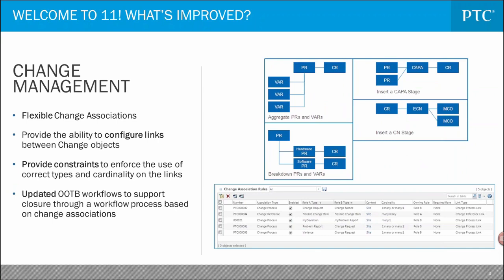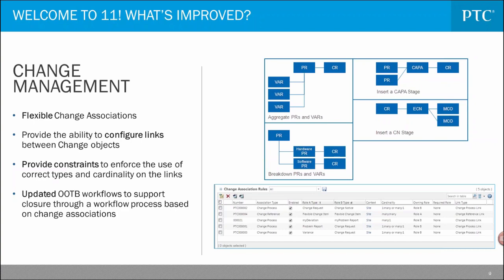Moving on to what I think might be one of the top two most welcome enhancements in Windchill 11, regarding the topic of change management. For the first time, customers can configure their own change management process to match their business needs. Windchill 11 introduces flexible change associations, allowing the ability to configure links between a variety of different change objects. An example of how a customer may use this is connecting the out-of-the-box problem report process to the out-of-the-box engineering change notice process.